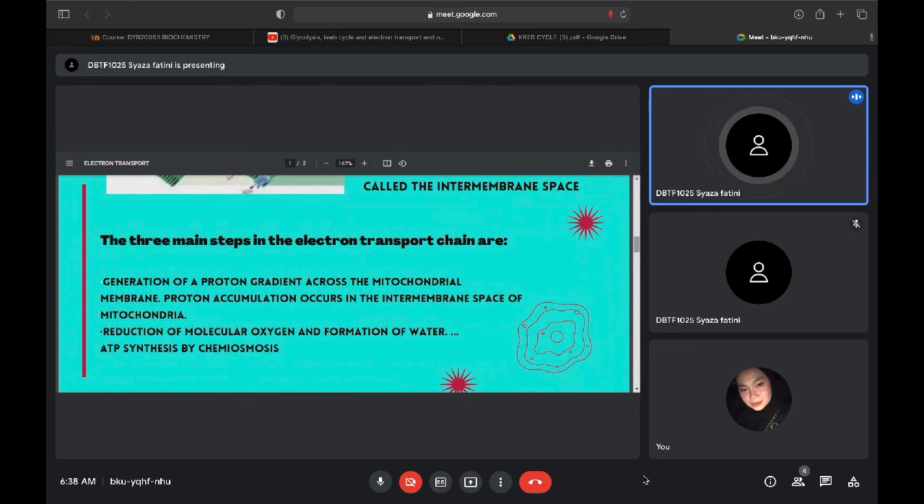The three main steps in the electron transport chain are: one, first generation of a proton gradient across the mitochondrial membrane. Proton accumulation occurs in the intermembrane space of mitochondria. Second, reduction of molecular oxygen and formation of water. And third, ATP synthesis by chemiosmosis.